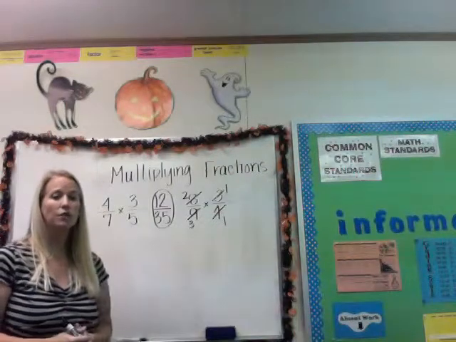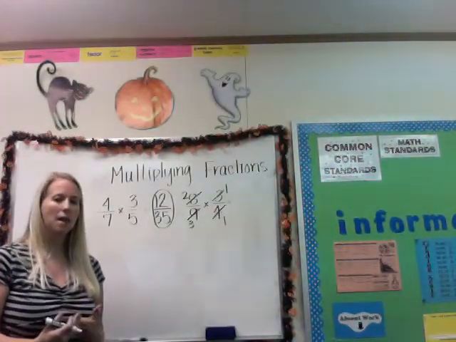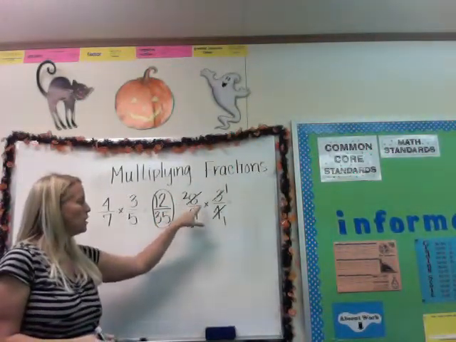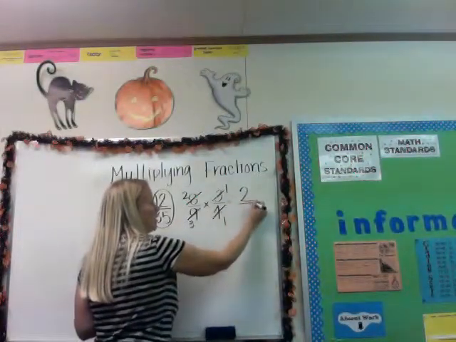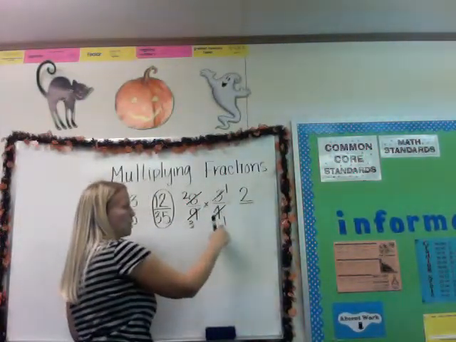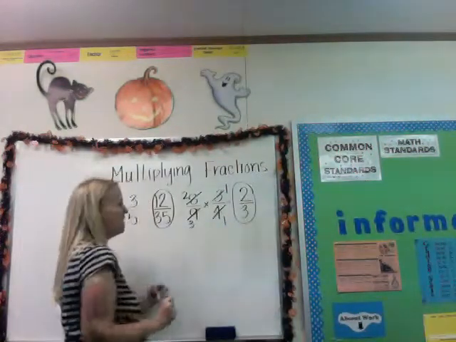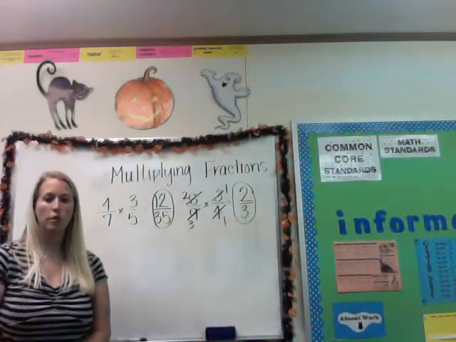Now this looks really confusing, but I just made my multiplication really easy, and my answer will already be in simplest form. 2 times 1 is 2. 3 times 1 is 3. 8/9 times 3/4 will give me 2/3.